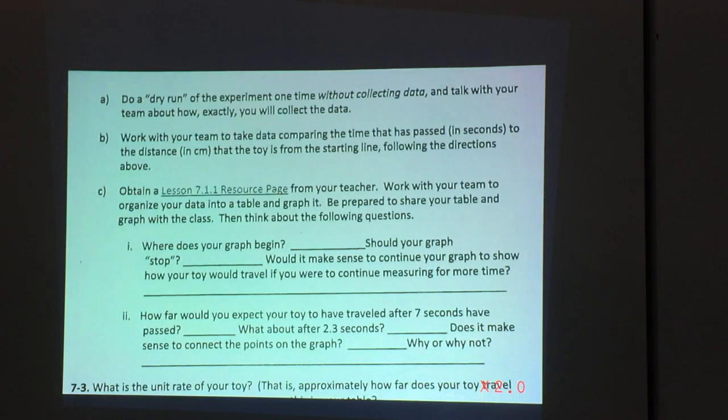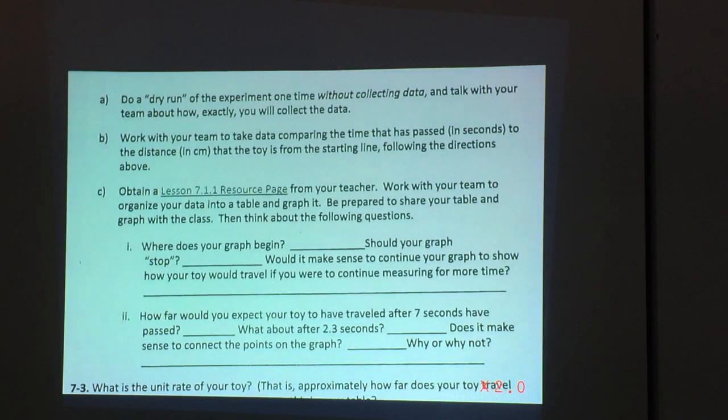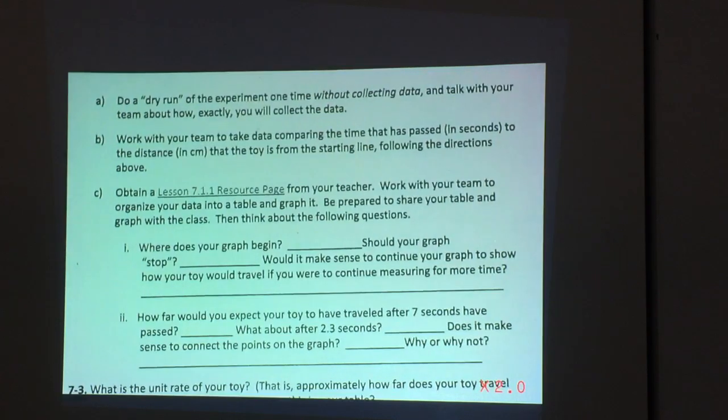Obtain a lesson 717 resource page from your teacher. Work with your team to organize your data into a table and graph it. Now remember, we're using the table and the graph on the front side. Be prepared to share your table and graph with the class. Then think about the following questions. Where does your graph begin?